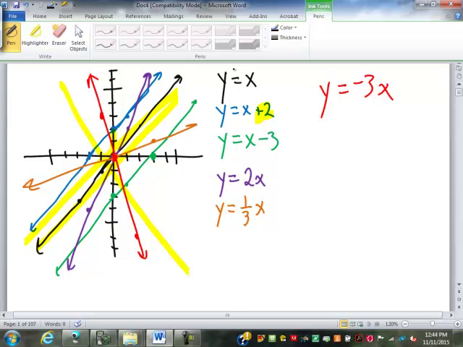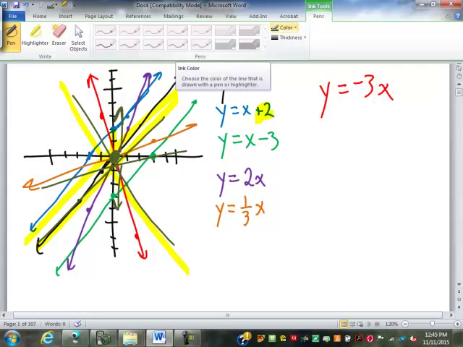So really there's only 2 things that can happen to a line on the graph. It can move up or down, or it can be steeper, shallower, or go down. We can change its angle basically. So we can move it up or down, or we can change its angle. All lines start at the center and they go through those changes.